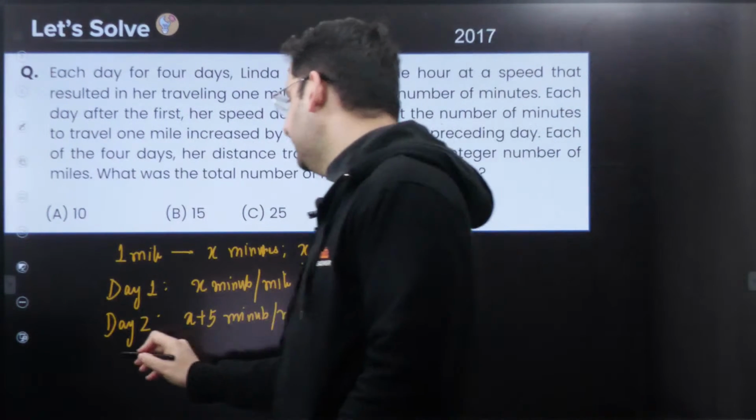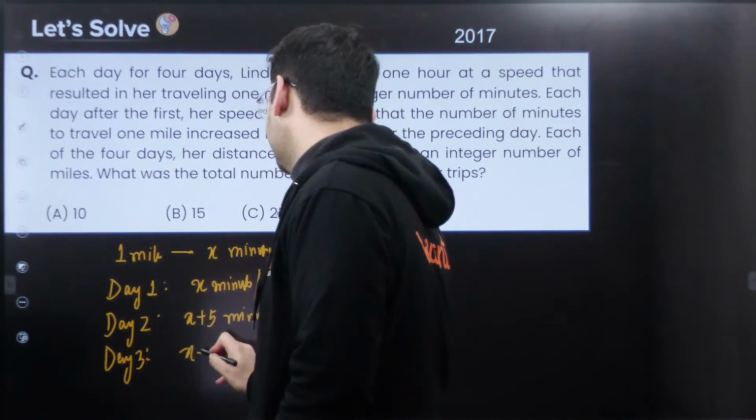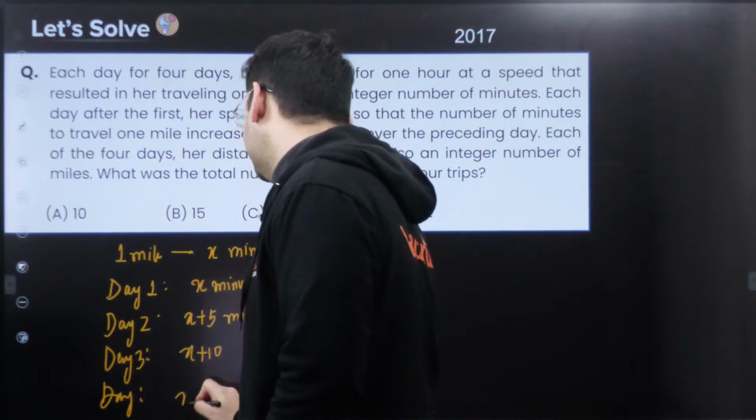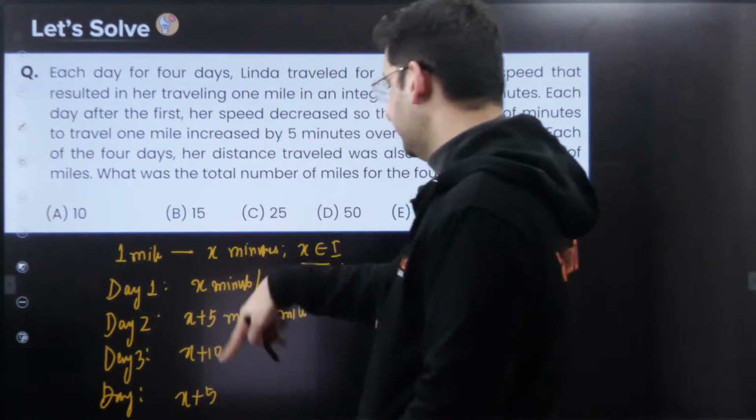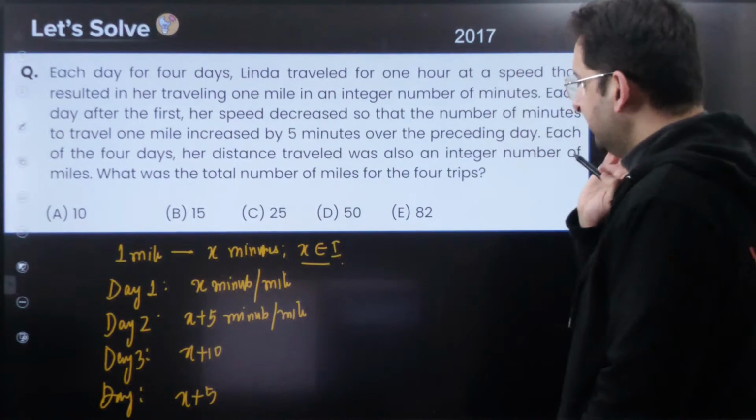ठीक है. Day 3 the speed is going to be x plus 10 and day 4 the speed is going to be x plus 15. ठीक है. हालांकि स्पीड उल्टा होगा, 1 upon x plus 5, बट ठीक है. I hope you understand the context.